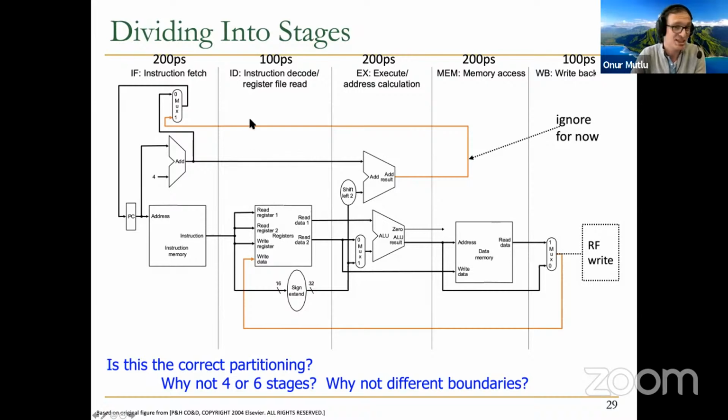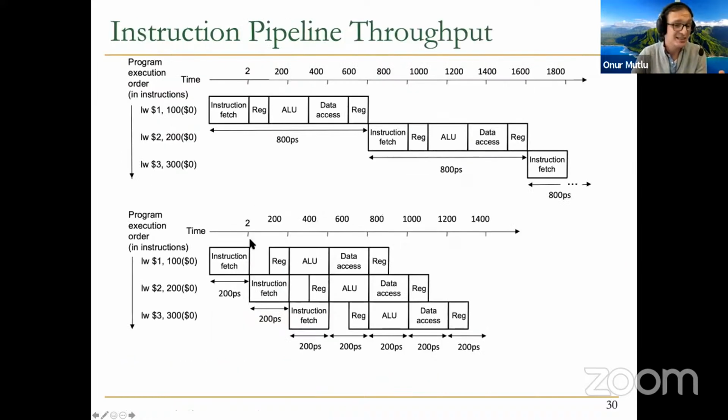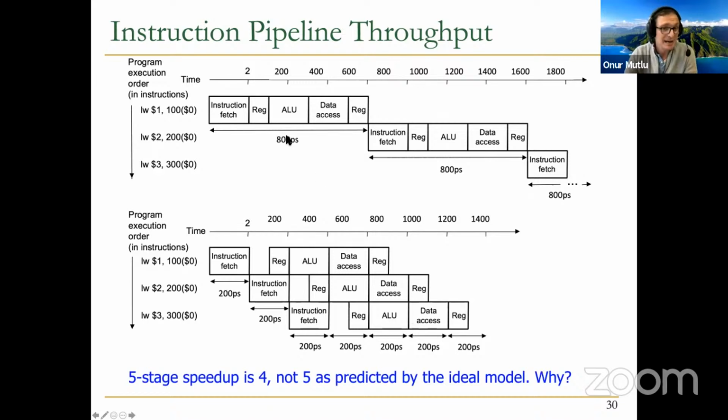We have only 5 stages. Then this is supposed to take only 200 picoseconds as well, these 2 stages. As a result, you're wasting some time in each of the stages. So each load word now takes 1,000 picoseconds. So the latency of each load word actually increased from 800 picoseconds to 1,000. Maybe you don't care about the latency of each load word. The throughput increased, so the speedup is still fine, but it's not perfect.